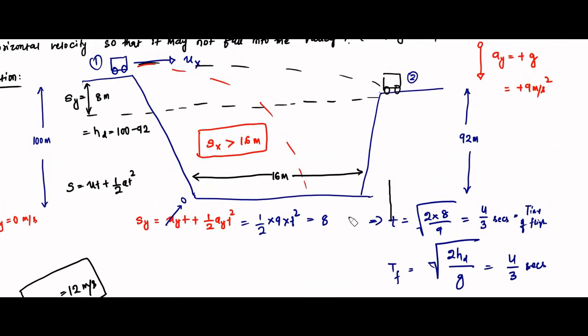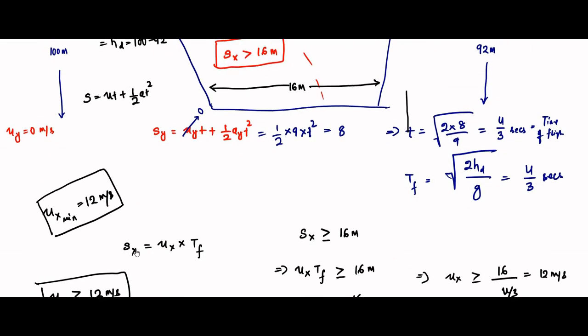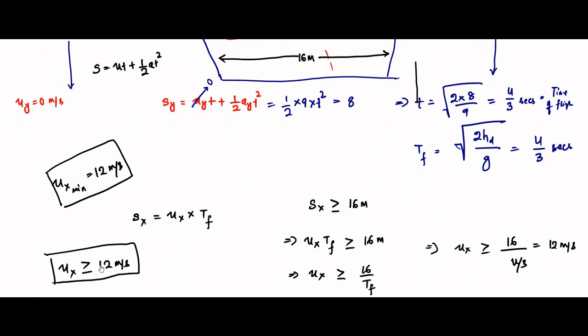And if it is equal to 12 meter per second, then it will just land on the edge of the next hill. So we don't want that. So we want to stay safe. So it should be much greater than 12 meter per second.